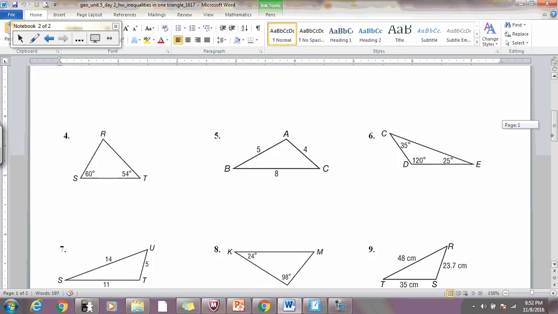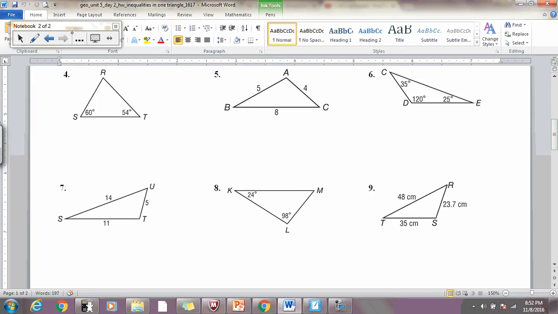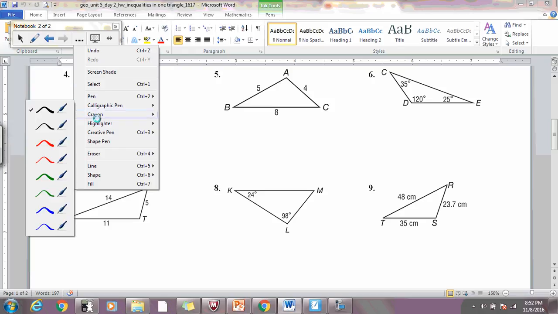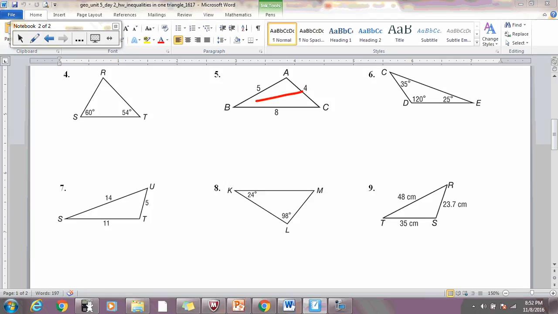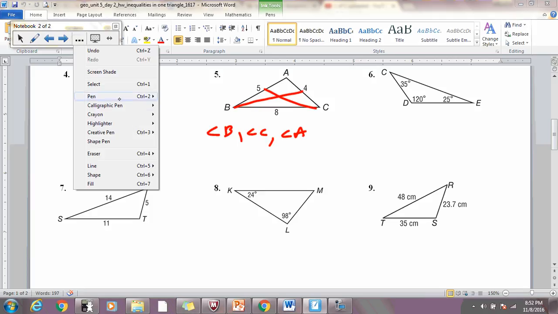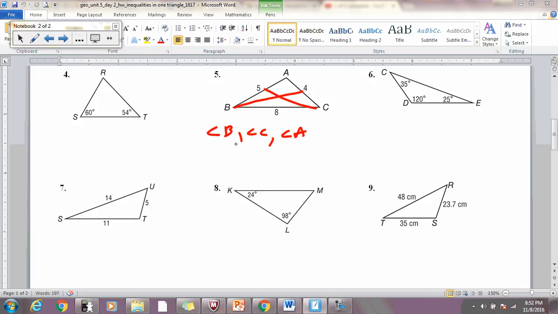Number 5. The smallest angle would be angle B because it's across from the shortest side. The next smallest angle is angle C, and the last one would be angle A. So the smallest side is AC. Next one would be AB, followed by BC.